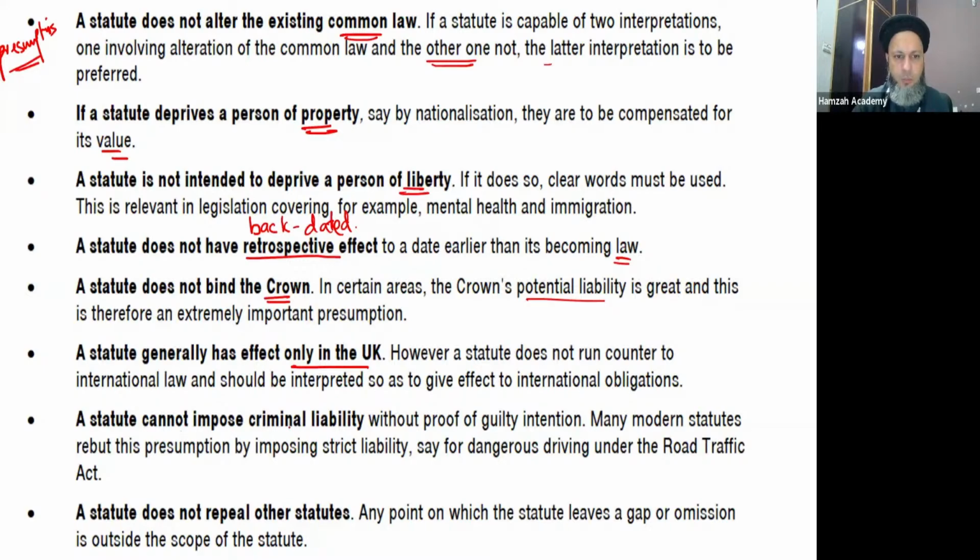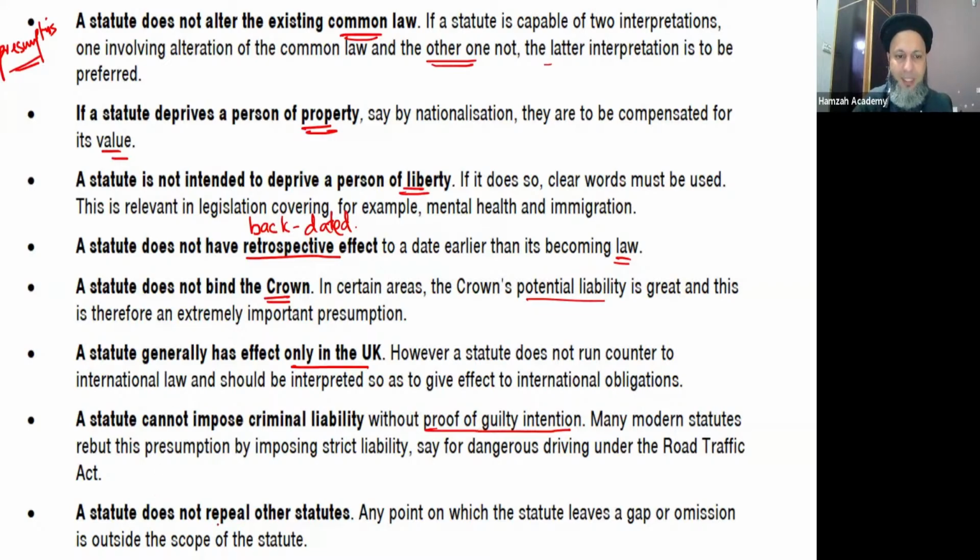A statute cannot impose a criminal liability without proof of guilty intention. Many modern statutes rebut this. This means that the prosecution will have to prove first that there was a guilty intention. After that, that statute can be interpreted into a criminal liability.